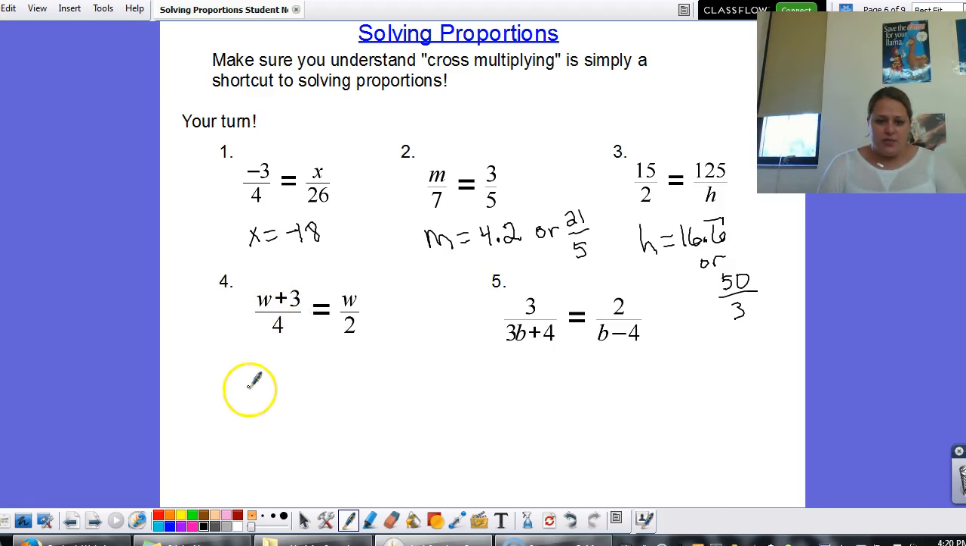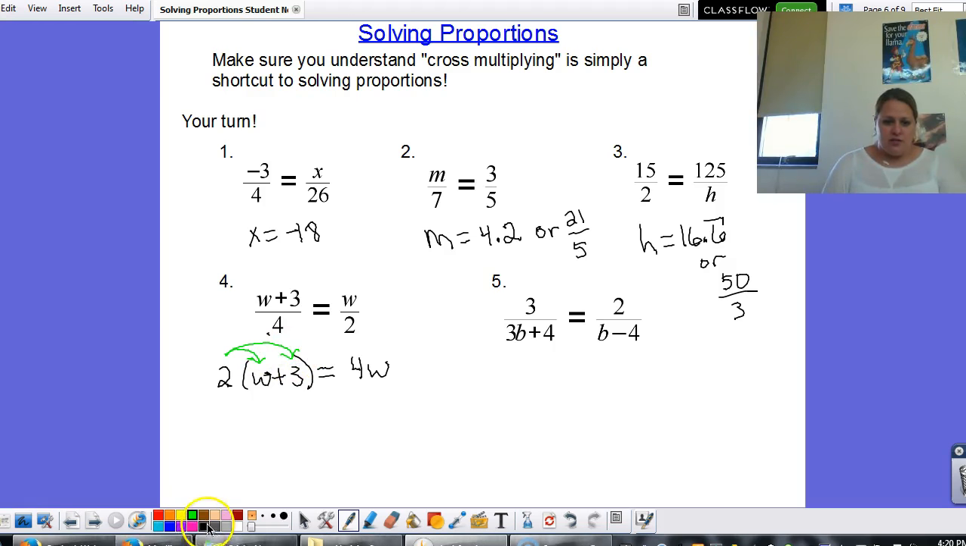So w plus 3 is the group that's kept together, and that is getting multiplied by 2, so I'm going to put the 2 in front, equals. Cross multiply the other direction. It's a little easier going the other way because I just have 4 times w, which is 4w. Now I'm going to distribute. 2 times w, 2 times 3.